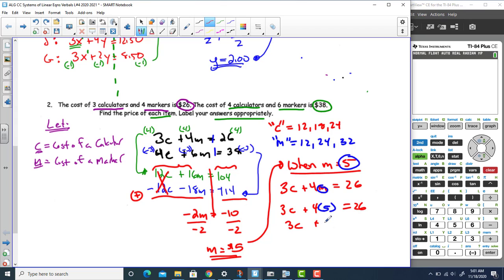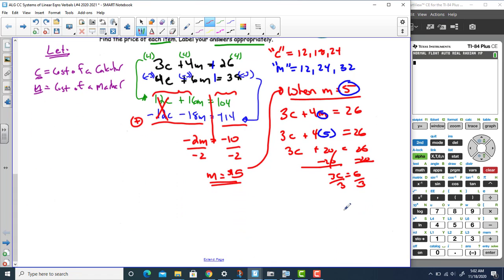3c's plus 20 equals 26. Subtract out the $20 for the cost of 4 markers, and you're left with 3 calculators equals $6. Divide by 3, divide by 3, and the calculators come out to $2 a piece. So this must be like those single function ones, those 4 function ones you get at like the dollar store.